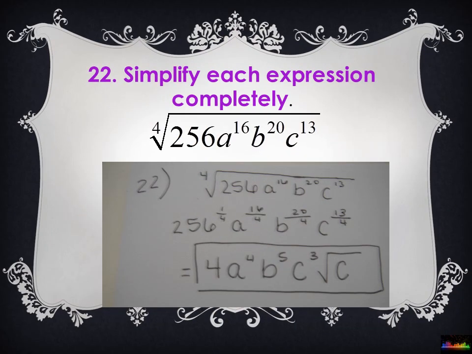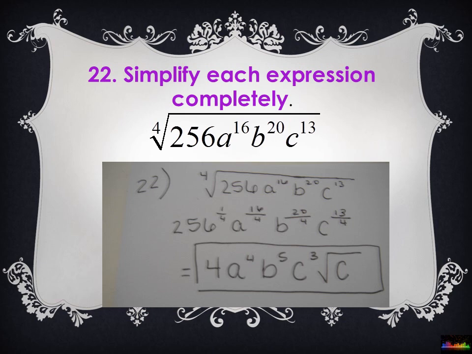For this one, it says simplify each expression completely. You can kind of do this one two different ways. You can take everything that's under the radical and put it in rational exponent form. So you have 256 to the 1/4, a to the, remember it's exponent over index, 16 over 4, b to the 20 over 4, and c to the 13 over 4. You also can list out 16 A's, 20 B's, 13 C's, and then circle your groups of 4. But we'll go with this one that's written on here.